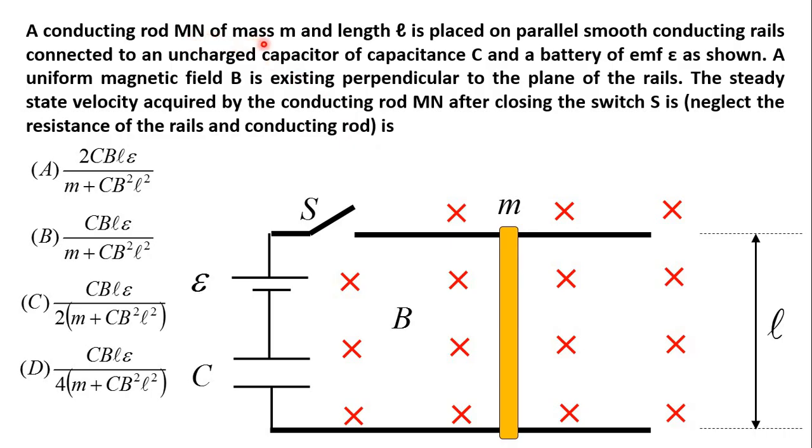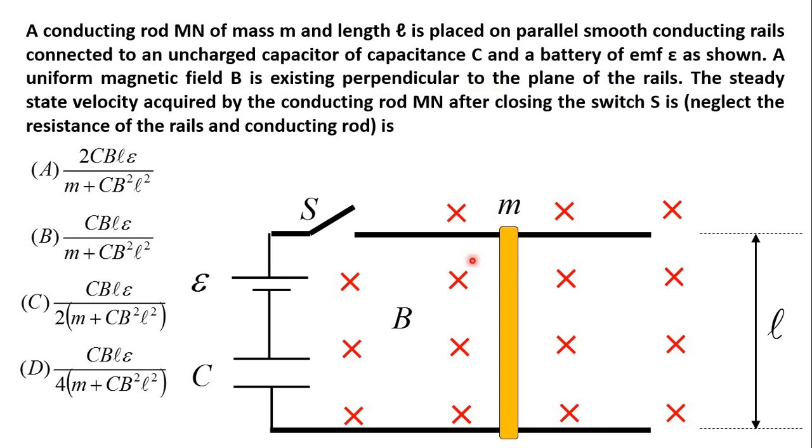So here is the question statement: a conducting rod MN, this is the rod, MN is the name of this rod, of mass M and length L, is placed on parallel smooth conducting rails connected to an uncharged capacitor of capacitance C and a battery of EMF E as shown. A uniform magnetic field B is existing perpendicular to the plane of the rails.